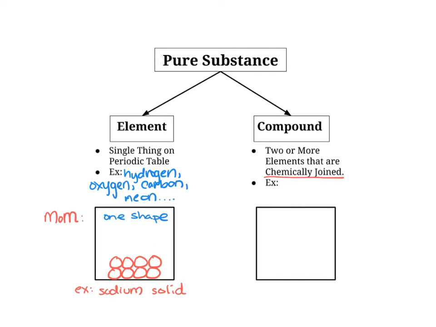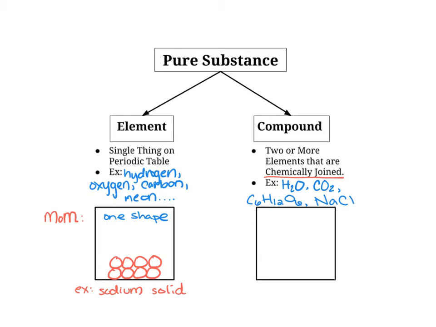So some examples there could be water, which is H2O, two hydrogens and an oxygen bonded together. Carbon dioxide, which is CO2, so one carbon bonded to two oxygens. Glucose, C6H12O6. Or sodium chloride, which is table salt, would be NaCl. Those are all examples of compounds. You notice they're all made up of two or more elements that are on your periodic table, but they are bonded together with other elements. So that's what makes it a compound instead of an element.